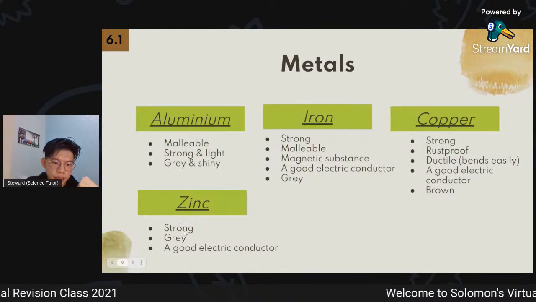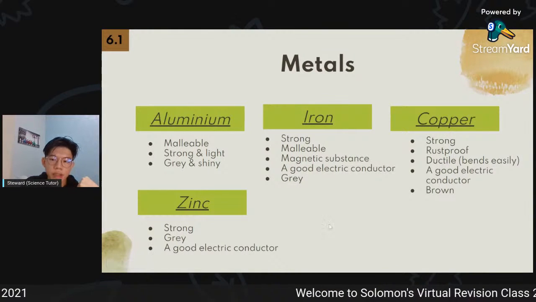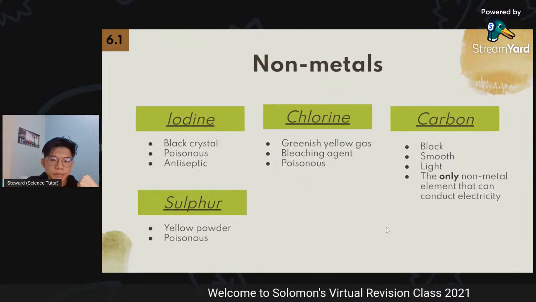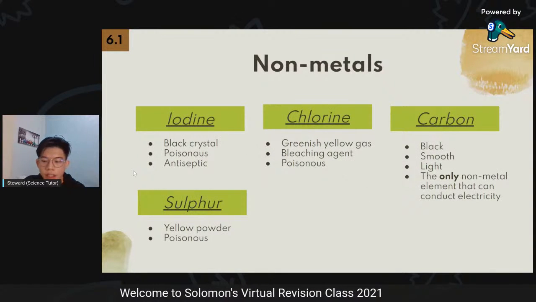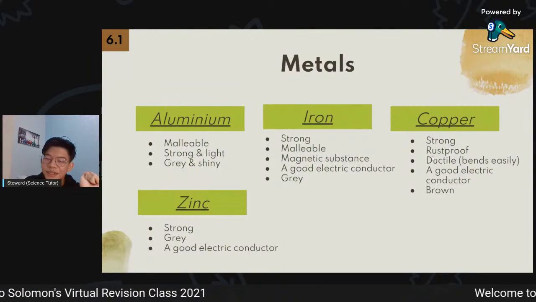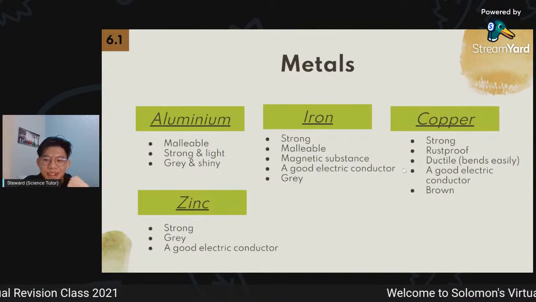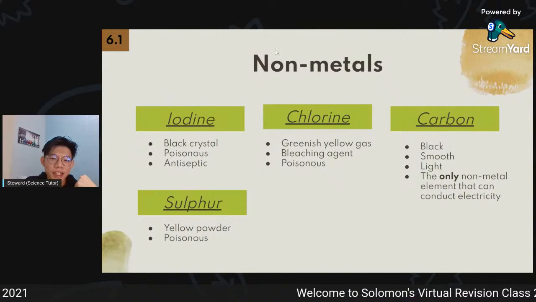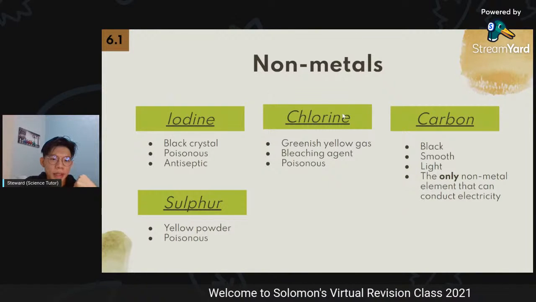Lepas tu kita ada zinc. Zinc dia strong, grey and good electric conductor. Okay, sorry, I've forgotten just now the rust word. It means I've forgotten again. Just now I remembered. Okay, never mind, we'll proceed. Okay. Non-metals.